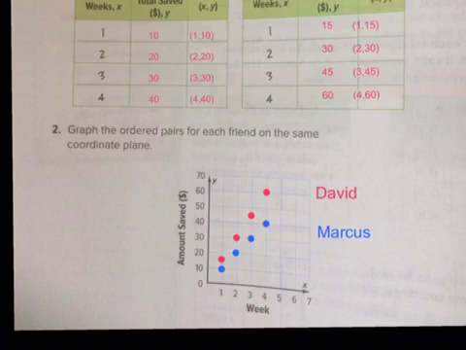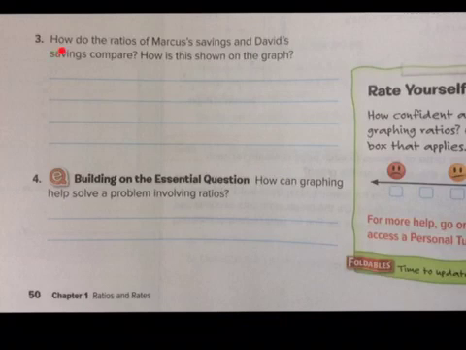Look at the difference. The amount of time is the same, it's 4 weeks, but look at the difference that only $5 a week makes. $20 at the end of it all. $20 difference. Question 3. How do the ratios of Marcus's savings and David's savings compare? How is this shown on the graph? Well, we just saw that David was able to save an additional $20 by the end of the 4 weeks because he was saving $5 more each week. So how is this shown on the graph?